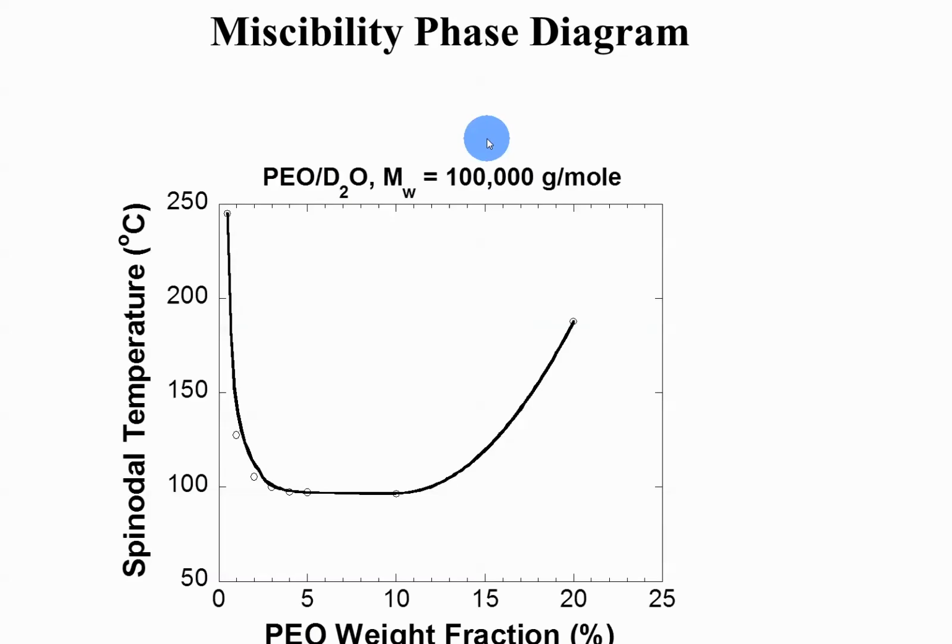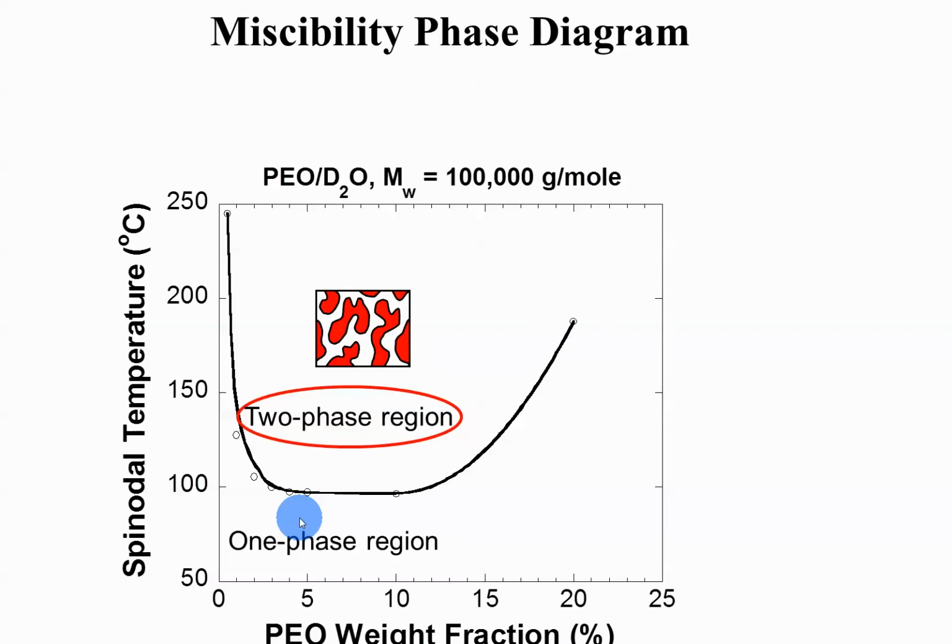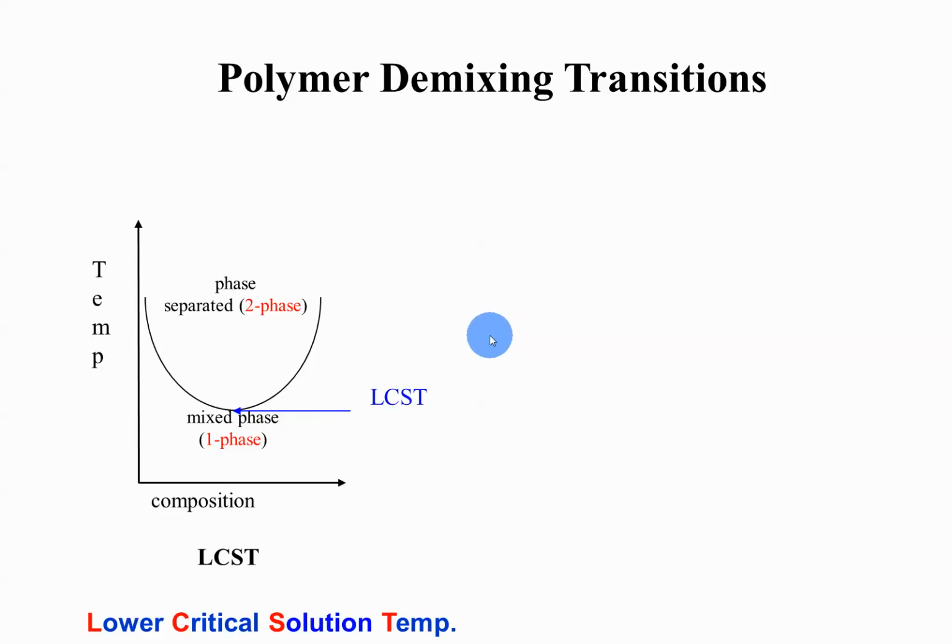Miscibility phase diagram. Using many volume fractions, one can map out the phase diagram, where you get the one-phase region, the completely mixed, and the demixed phase, the two-phase region. We get the lower critical solution temperature here, and so on. Polymer demixing transitions. It's almost a crash course on mixing and demixing in polymers.